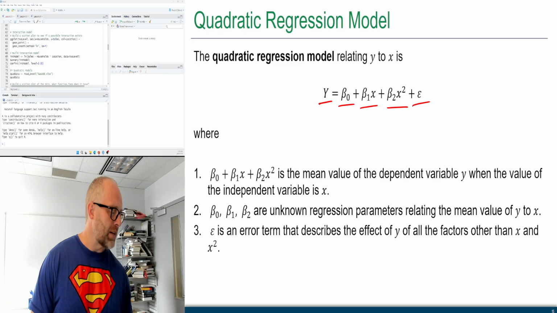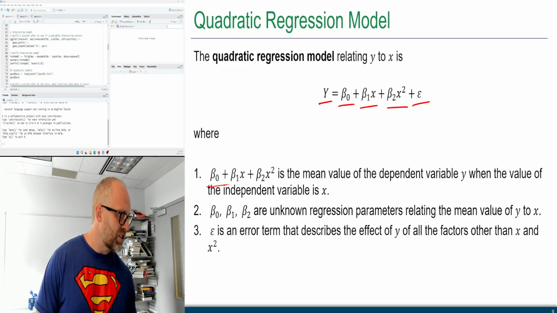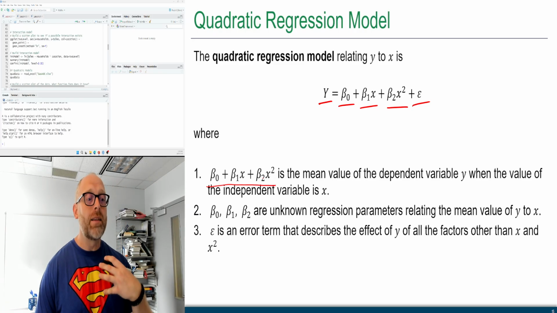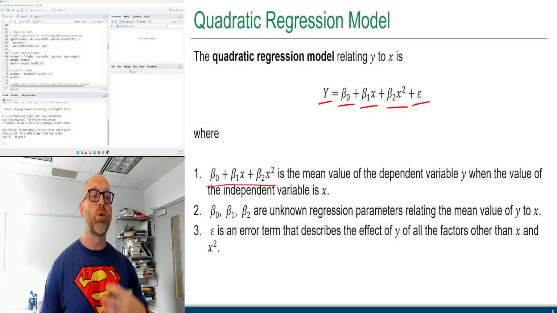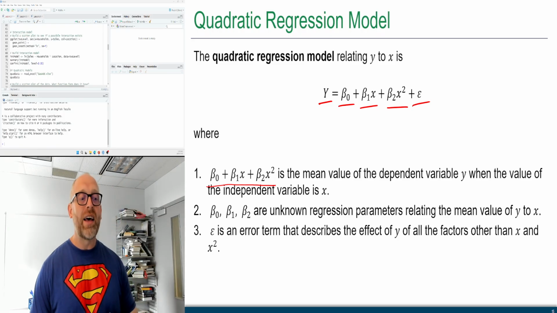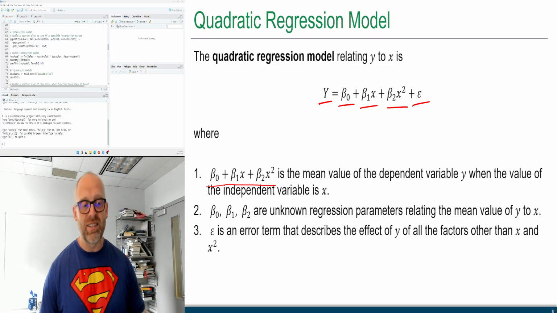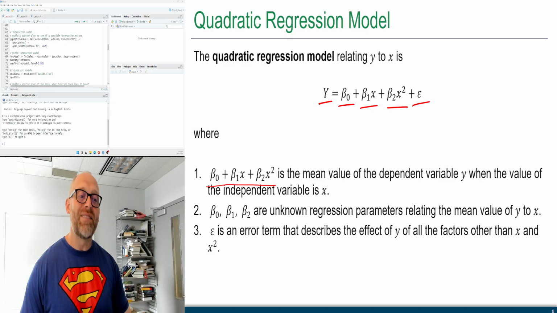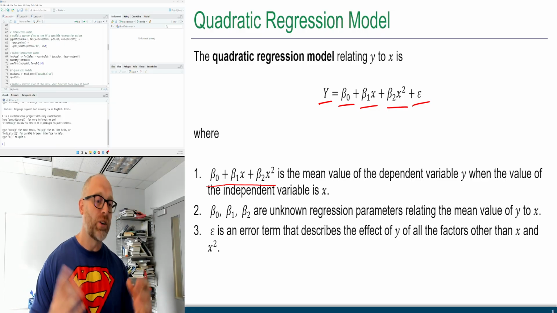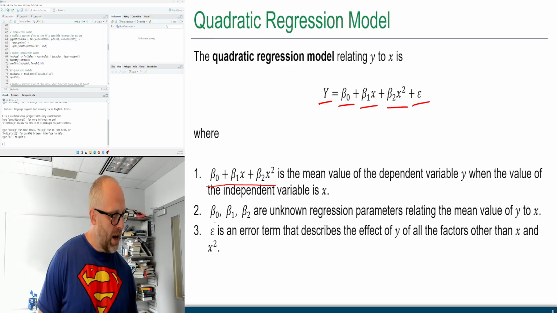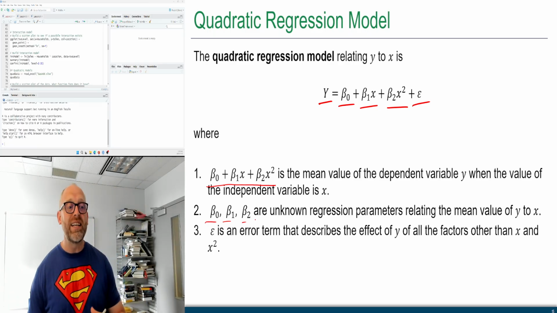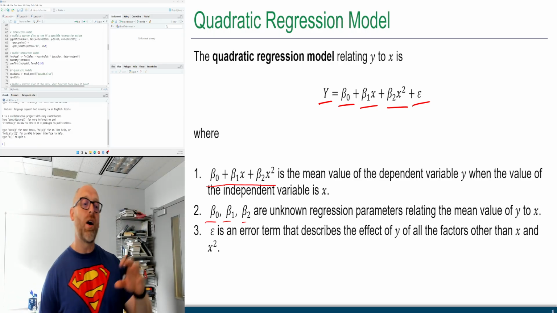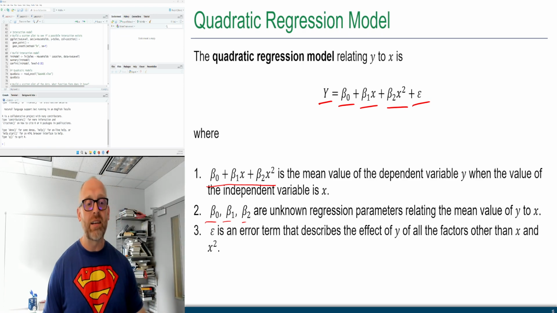So this, beta naught plus beta 1x plus beta 2x squared, is the mean value of the dependent or the response variable y when the value of the independent variable is in fact x. So again, what we're modeling is what is the average output based upon this given x. Well, that is what we are looking for. Beta naught, beta 1, beta 2 are, of course, our population parameters. These are unknown. We will estimate these based upon the values that we go out and collect for our response and for our different values of x.